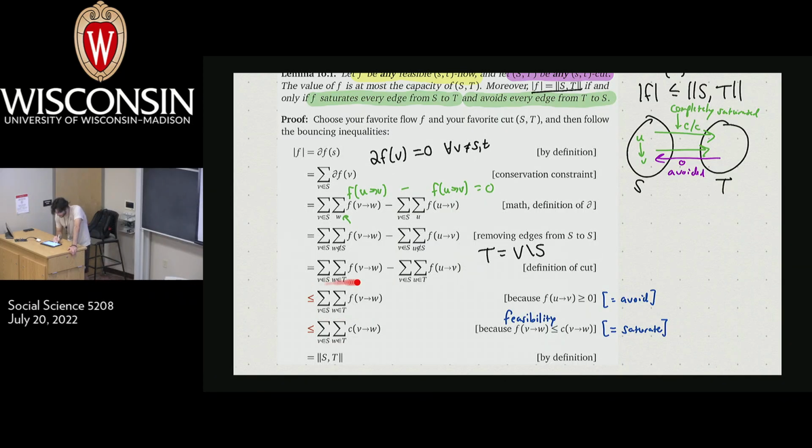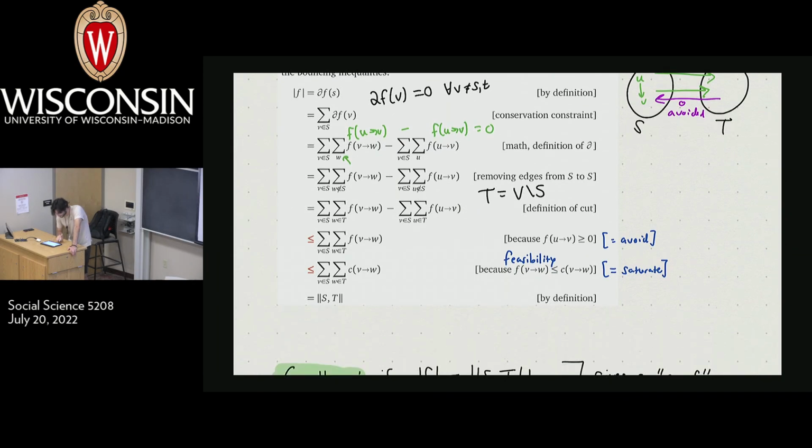So this thing is at most just the first term, which is the positive stuff. Okay? And now, because again F is feasible, F is at most C. So we're just using feasibility right there. And this, by definition, is exactly the capacity of the cut.